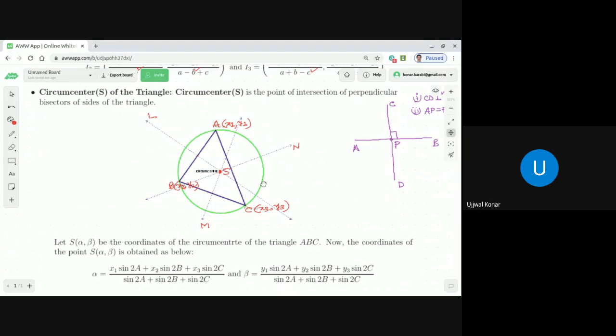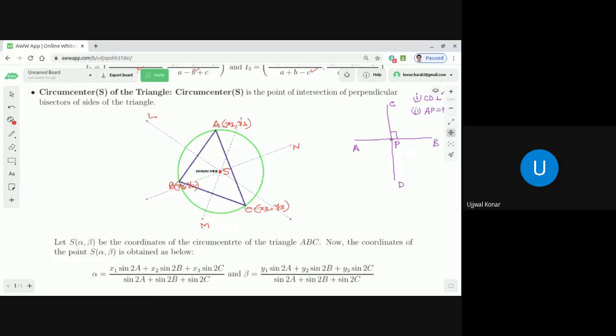So, dear students, we found there are five different centers. The first one is called the centroid, which is the point of intersection of the medians. The second one is the incenter, which is the point of intersection of the three internal bisectors of the angles. Next, we discussed the excenter.